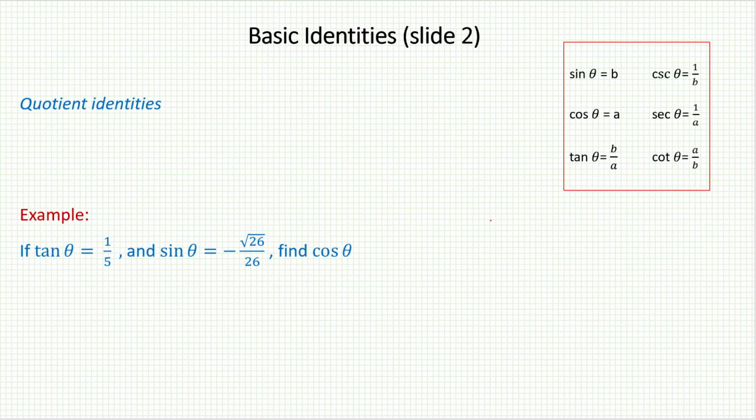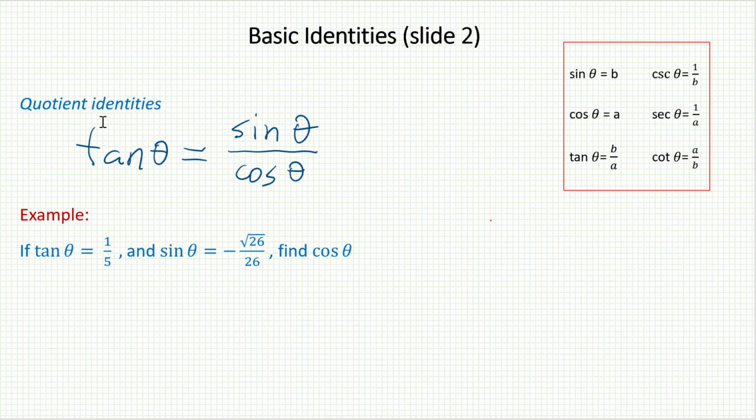The next set of critical identities are called the quotient identities. Let's take a look at the first one. We have tangent theta equals sine theta over cosine theta. This is very easy to prove using our unit circle definitions. You can recall that the sine ratio sends you out the b coordinate, and the cosine ratio sends you out the a coordinate. Well, tangent gives you b divided by a. b is sine theta, a is cosine theta. There's the quotient identity. Tangent theta equals sine theta over cosine theta.